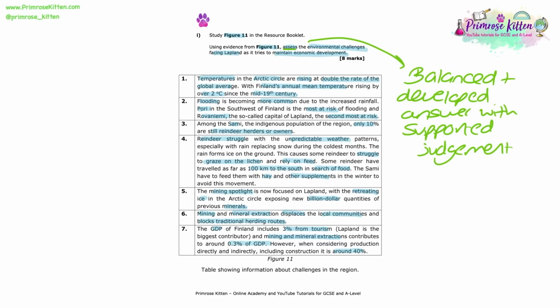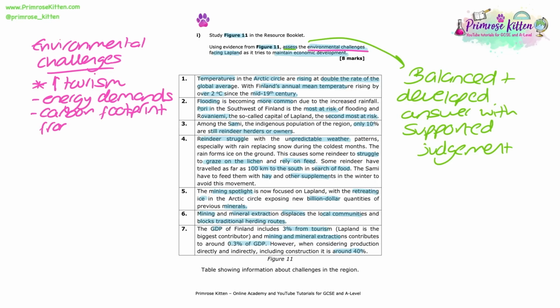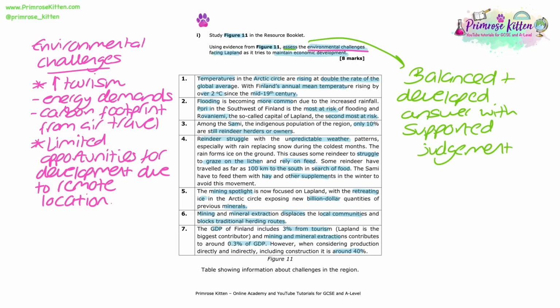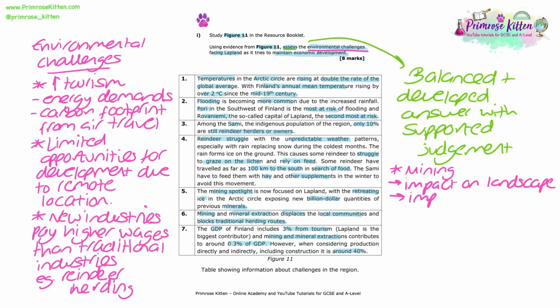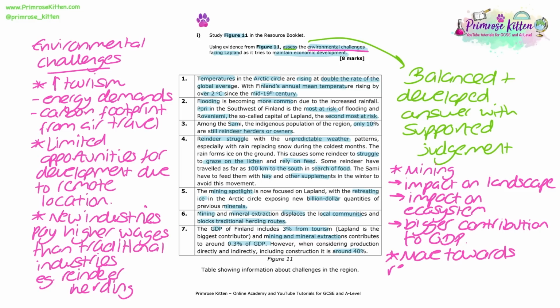Possible points that you may include in your answer regarding the environmental challenges includes the growth of tourism and the energy demands that this causes, including the increased carbon footprint from air travel. You might also highlight that there are limited opportunities for development due to the remote location of Lapland. You could also consider that new industries such as mining pay higher wages than traditional industries such as reindeer herding. Further points might relate to mining, the impact this has on the landscape and on ecosystems, as well as its bigger contribution to Finland's GDP. Finally, you might consider the move towards renewable energy, the impact on landscape and communities that this has.